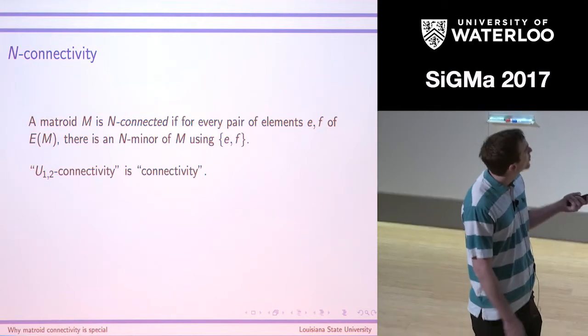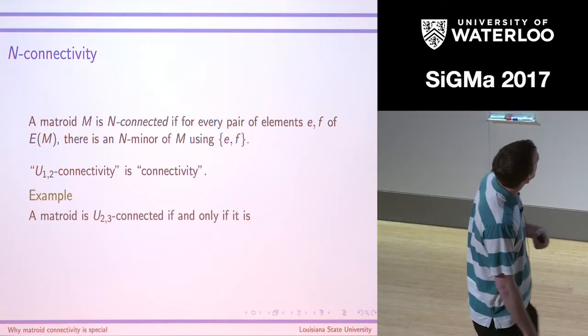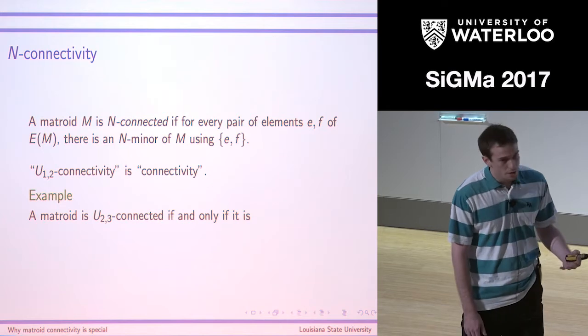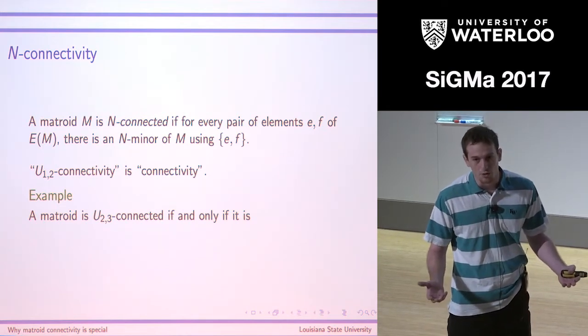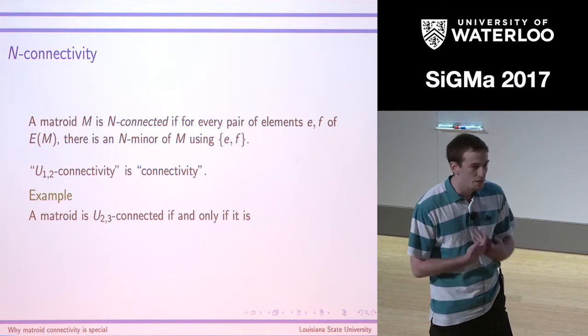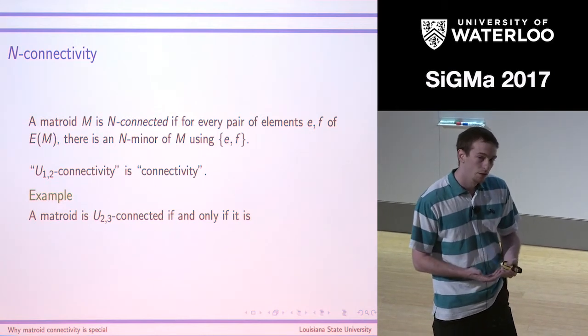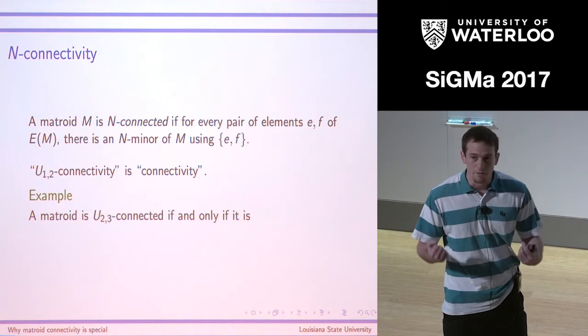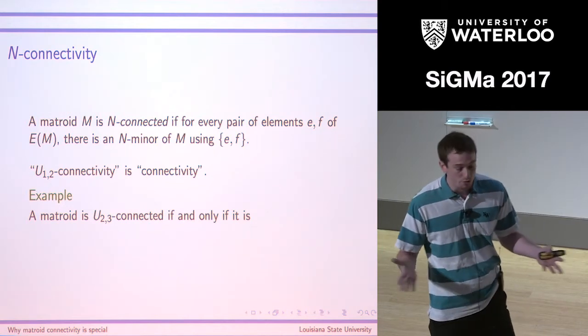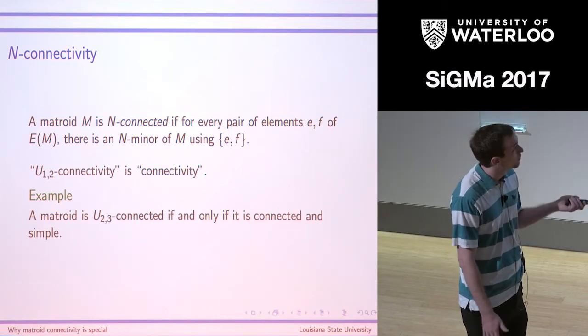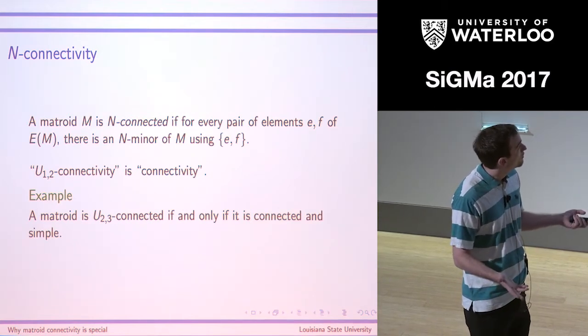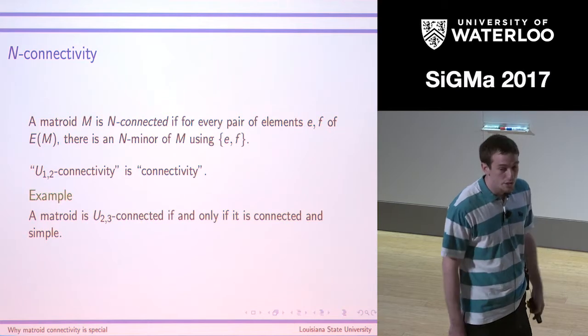if a matroid is U12 connected, then it's just connected. Here's a slightly less trivial example. If a matroid is U23 connected, every two elements of the matroid are in a triangle together. So the matroid has to be connected. It has to be simple because if you have elements in parallel, they won't fit in a triangle. And it turns out that's sufficient. U23 connectivity is just connected and simple.